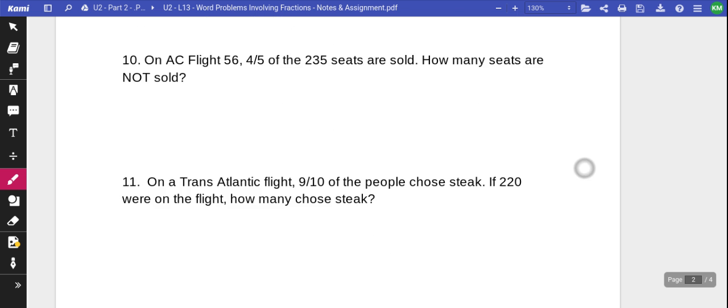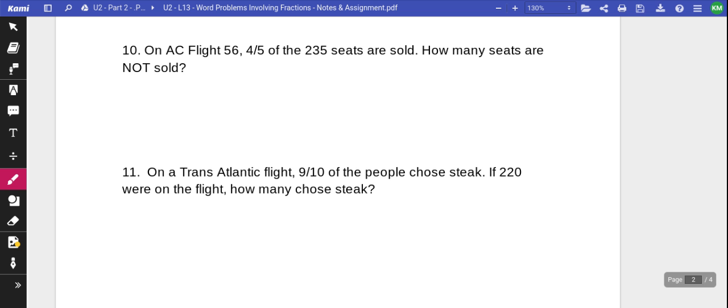I want you to try right now 10 and 11. These ones are going to be of questions. Of in math means what operation? Multiplying. That's my hint to you. See if you can lay out some sort of an equation that makes sense.